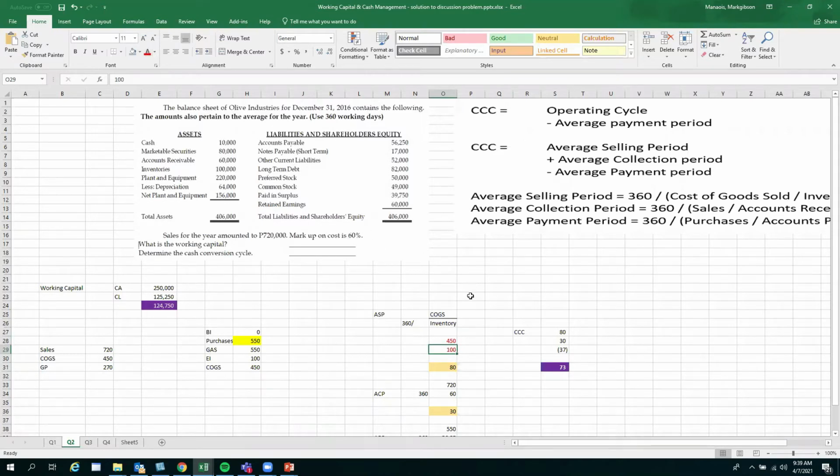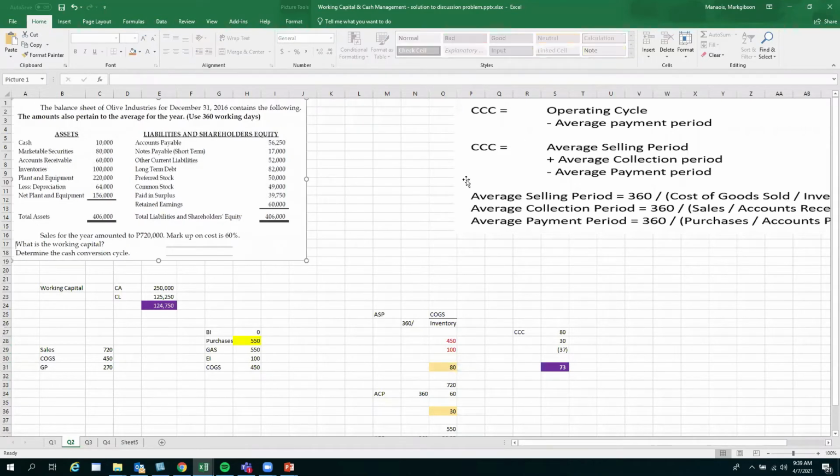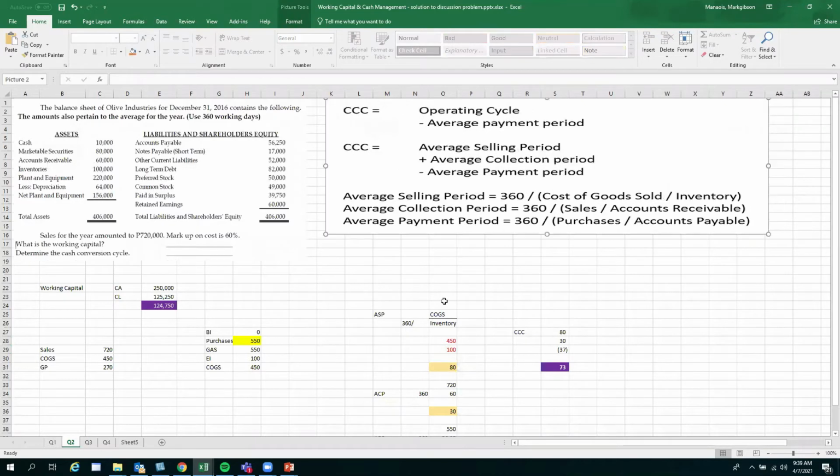So given then, your average selling period is 80. Nakasunod ba? 80 rin ba yung sagot niya? Okay, sige. Okay, thank you.